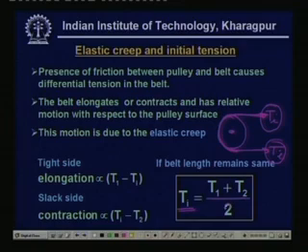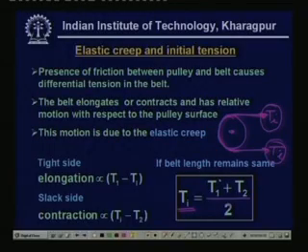Now, the interesting fact is that suppose you go on imposing more and more initial tension onto the belt system. What will happen? In this case T1 will go on increasing and at the same time T2 will go on decreasing. At one point it can happen that T2 comes out to be equal to 0, and that is one condition where you will have the maximum amount of power transmission.